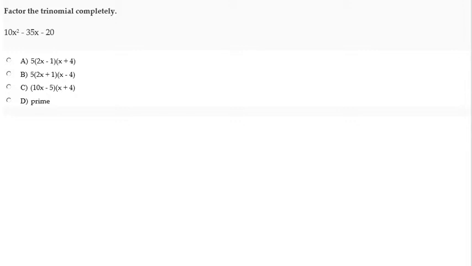Factor the trinomial completely. 10x squared minus 35x minus 20. Now the best idea when you're factoring a polynomial is to find and factor out the GCF, the greatest common factor.